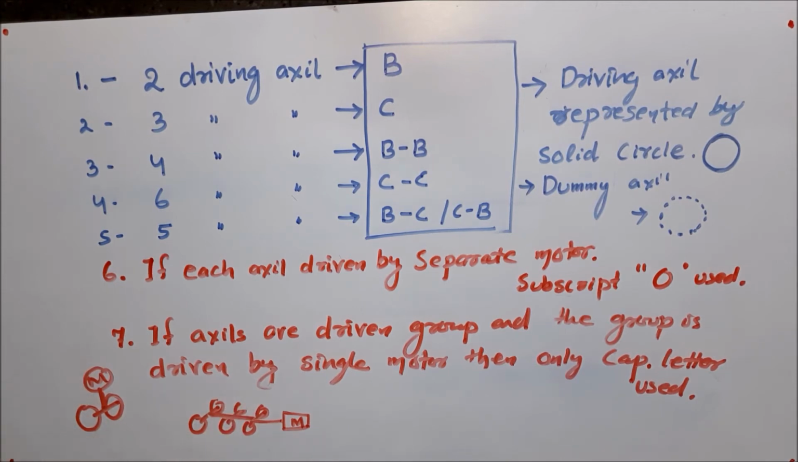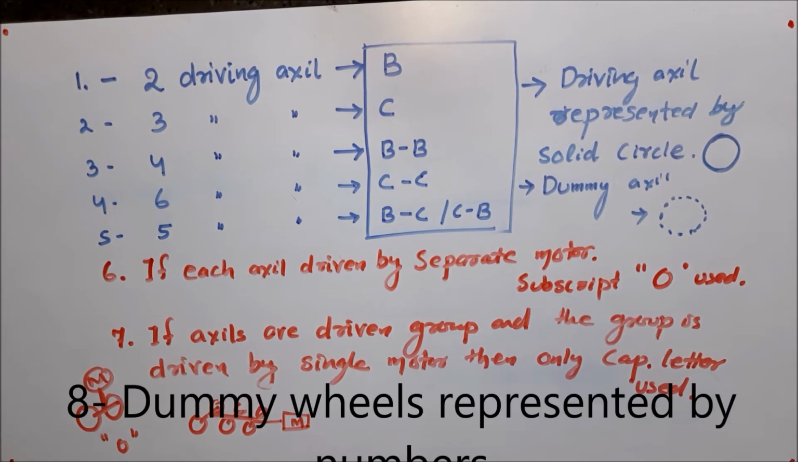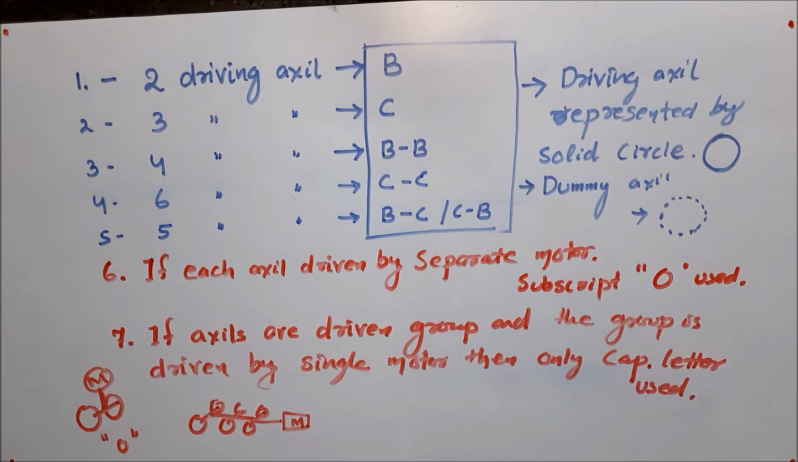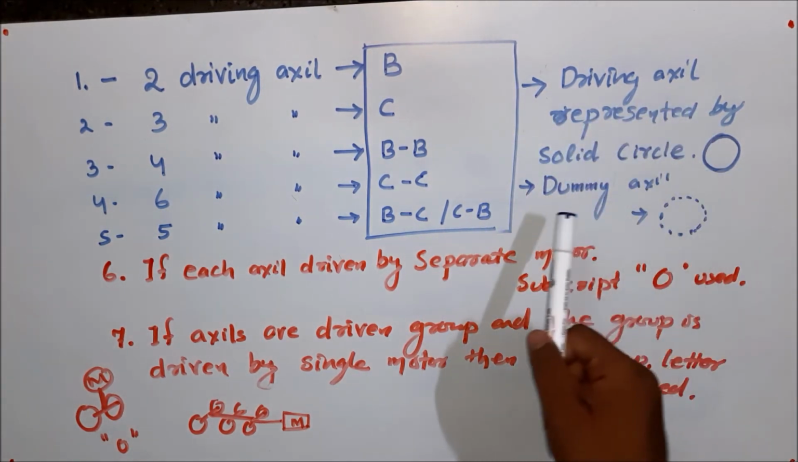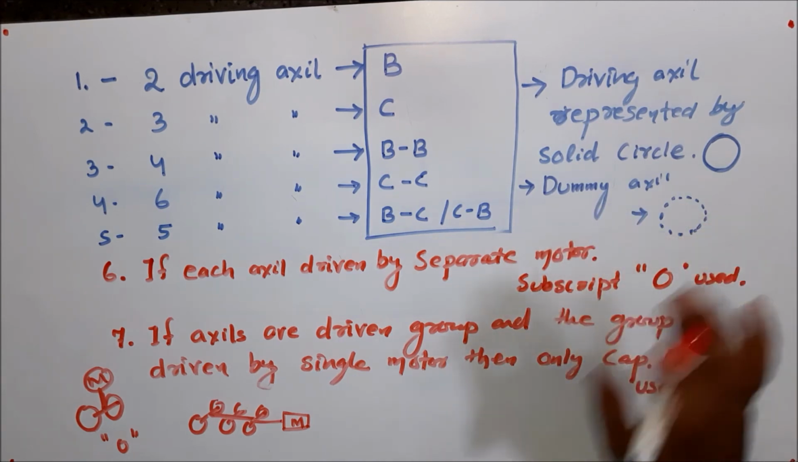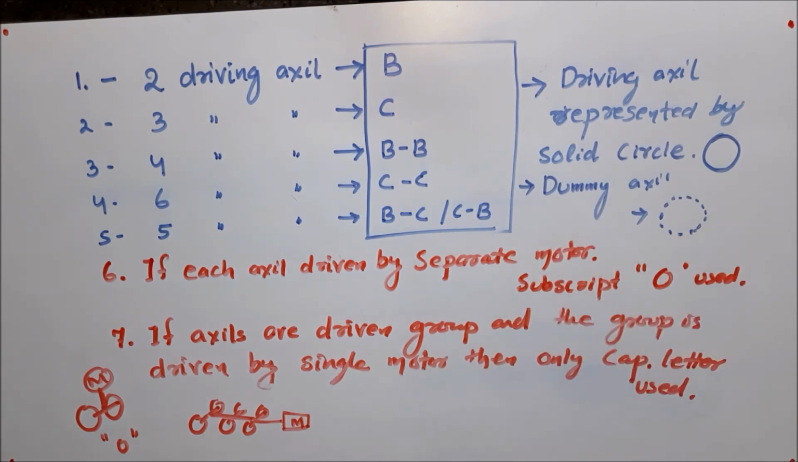For single, we use a subscript O. For group, we do not use any subscript. Simply the letter as it is. And I told you that driving axles are represented by solid circles and dummy axles are represented by dotted circles. Okay, let me take some examples to explain better.